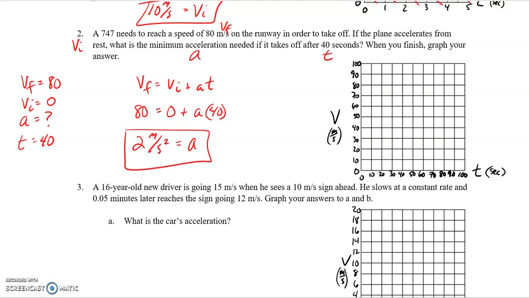Again, I didn't worry about units because everything was in meters and seconds. This problem also wants a graph, so our plane starts from rest, so 0 velocity. 40 seconds later, it has a velocity of 80 meters per second. And I know that the scale on this graph that was given to you is not very great. That's okay. That's what our graph would look like.